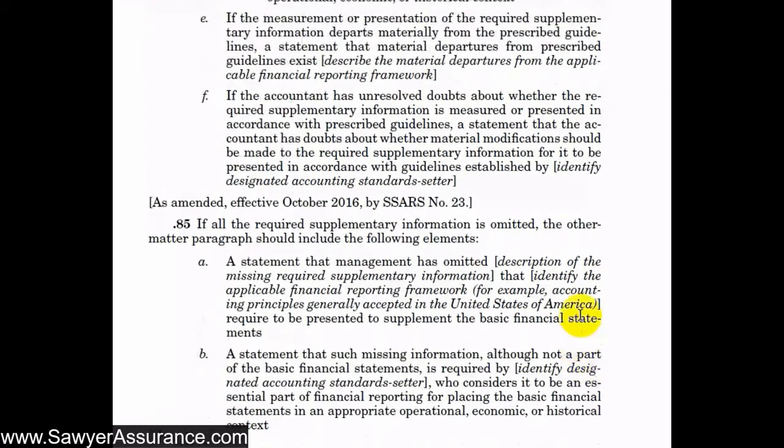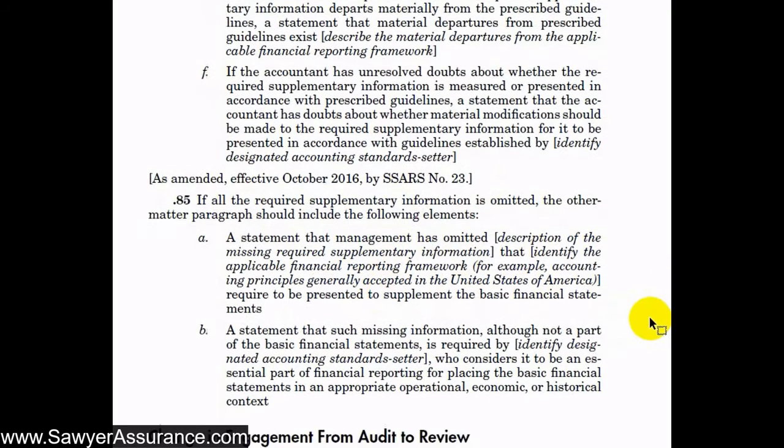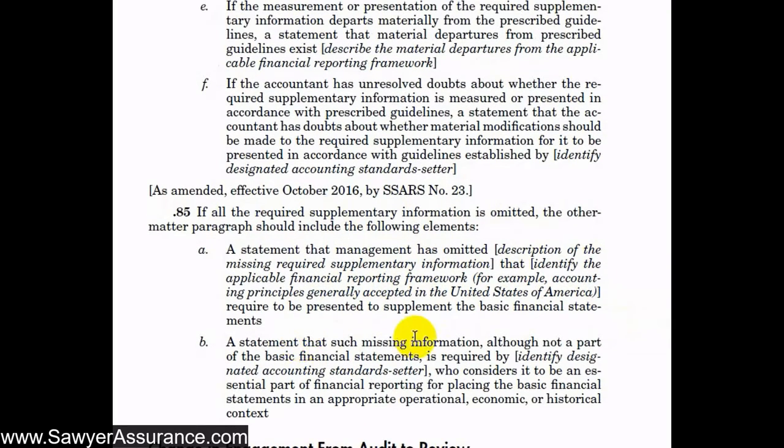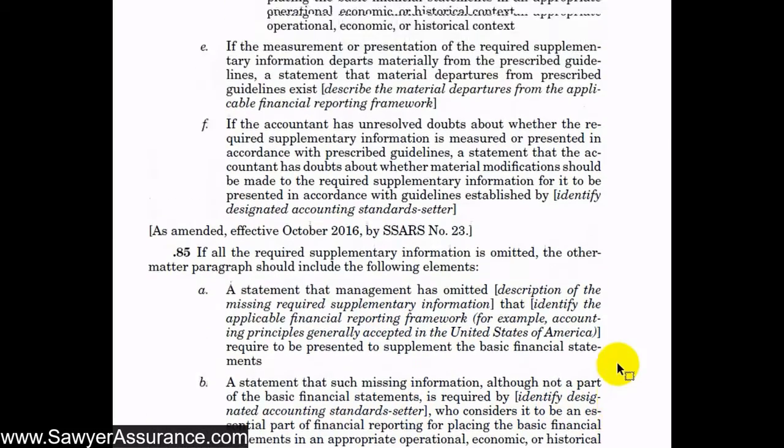And finally, if all of the supplementary information is omitted, then in our other matter paragraph, we should include a statement that management has omitted the required supplementary information, and that the financial reporting framework requires that that supplementary information be presented. And we should also include a statement that that missing information is required by whichever standard setter governs the financial reporting framework standards, and that they consider it to be an essential part of the financial statements.